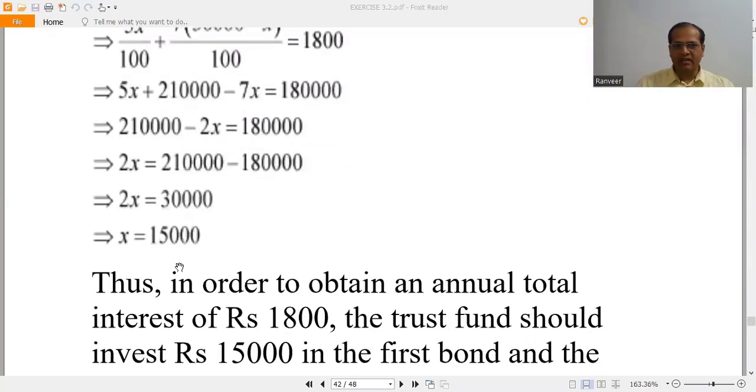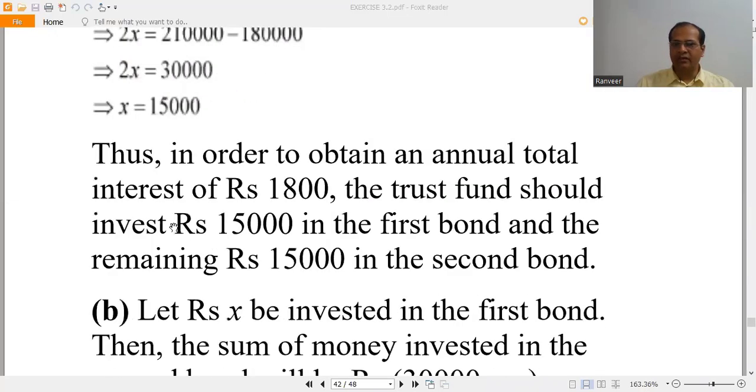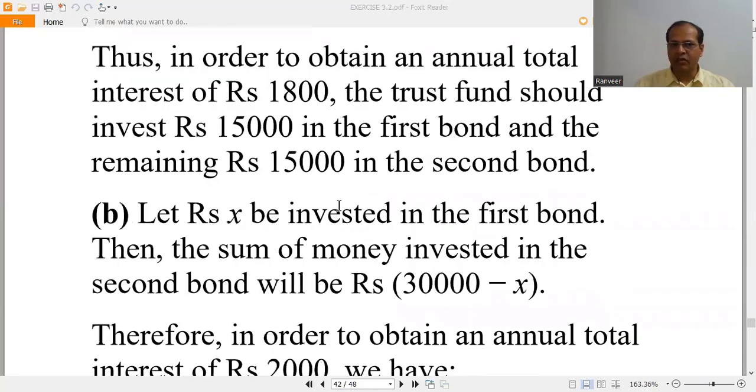Now after doing the calculation, the x value is 15,000. So in the first bond, 15,000 is invested, and for the second bond, 15,000 is invested.